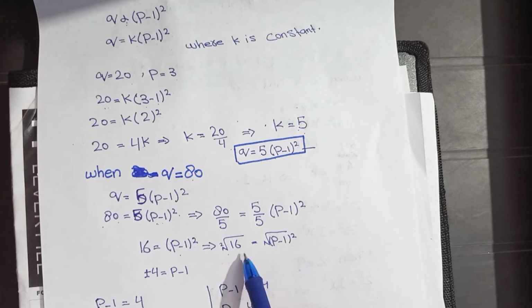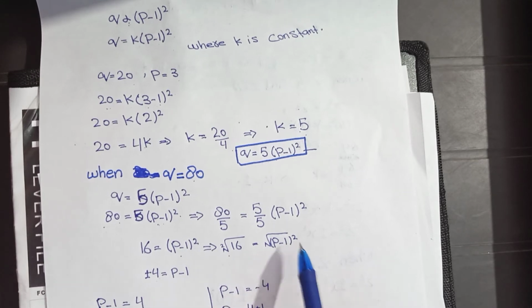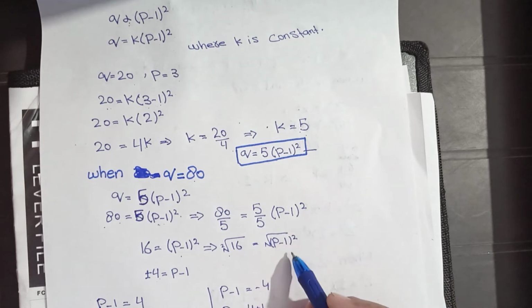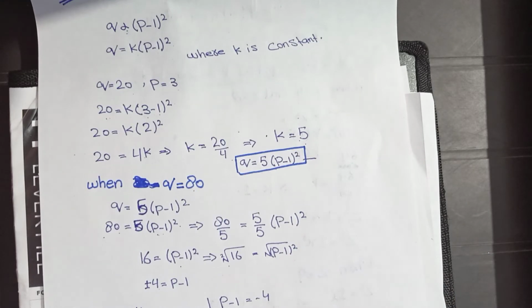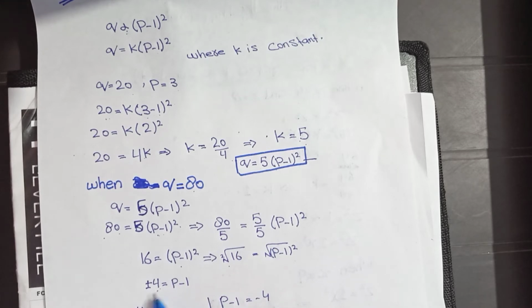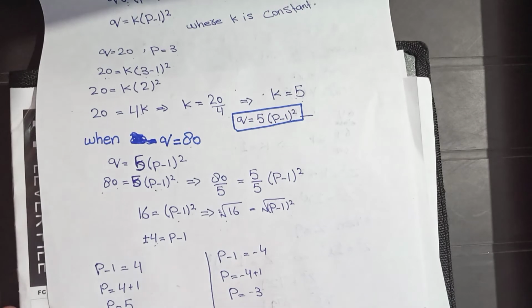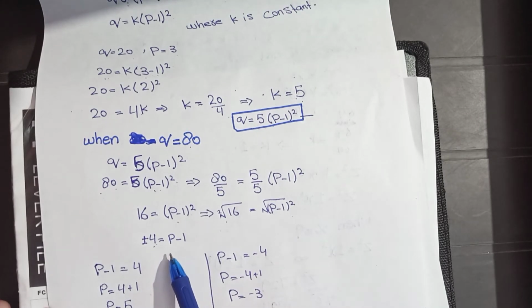When we take the square root on both sides, it will be plus minus 4 is equal to the square root cancels out, p minus 1. You know that when we take the square root on both sides, the answer will be plus or minus. The square root of 16 is equal to 4, plus minus.